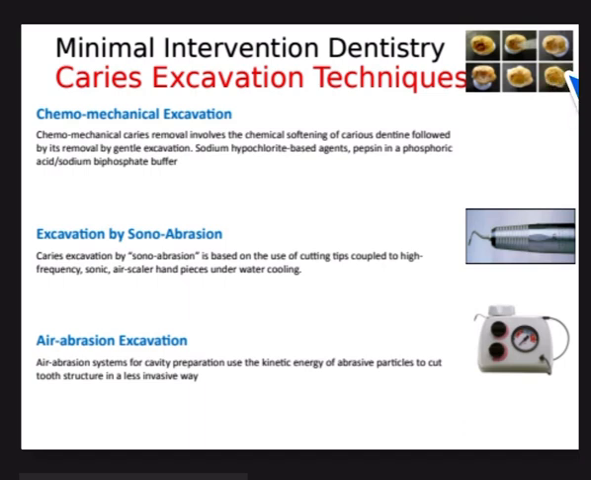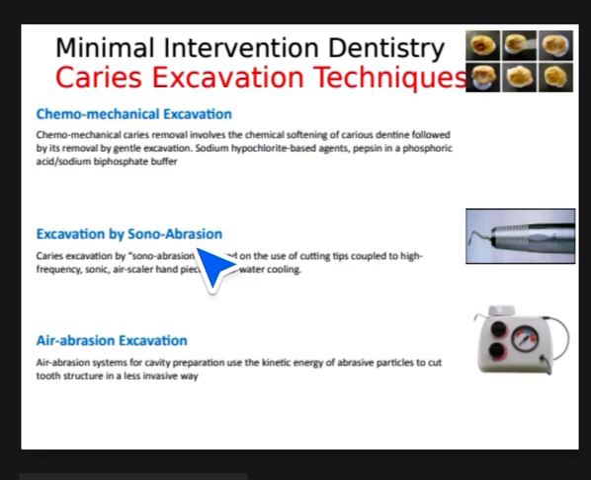No healthy tissue is removed. Oh, see the size of the cavity? Very small. And you did not remove any healthy tissue. Very easy and very soft technique. This is one, chemomechanical excavation. Number two, excavation by sonoabrasion.